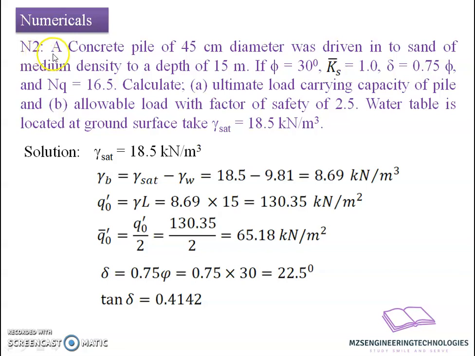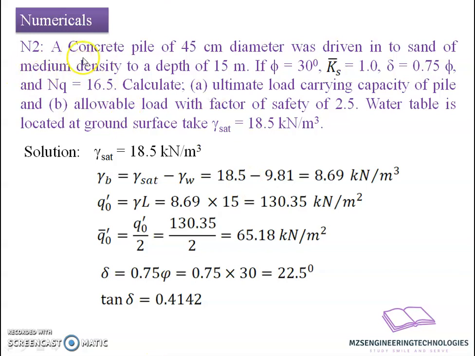We'll deal with numerical number 2, which has a statement: a concrete pile of 45 centimeter diameter was driven into a sand of medium density to a depth of 15 meter. If phi equals 33, Ks bar is given as 1, delta equals 0.75 times phi, and Nq equals 16.5. Calculate A, the ultimate load carrying capacity of the pile, and B, the allowable load with factor of safety 2.5. The water table is located at the ground surface. Take gamma sat equals 18.5 kilonewton per meter cube.